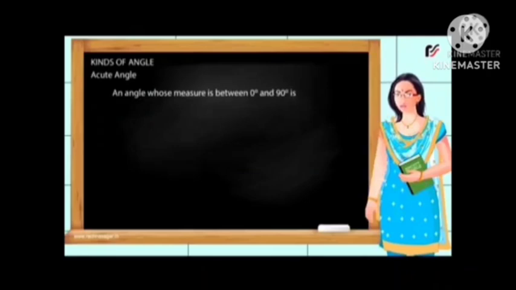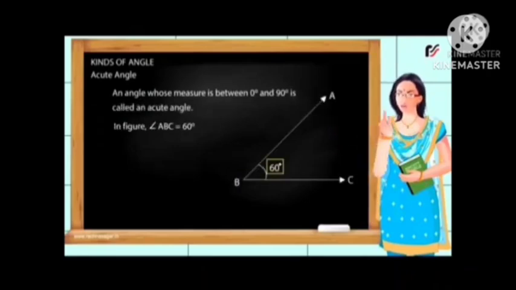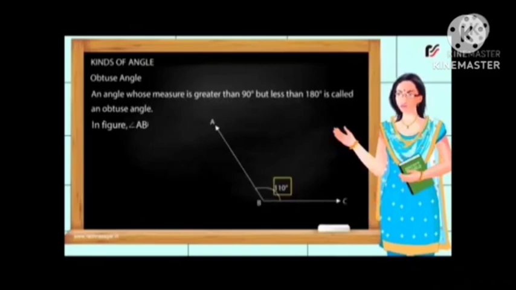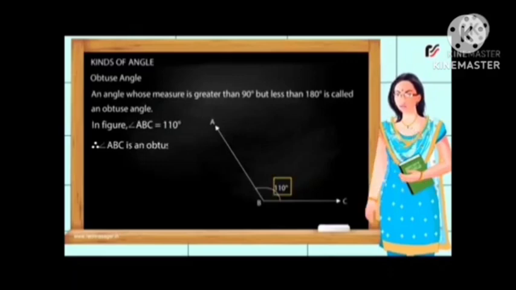Kinds of angle. Acute angle. An angle whose measure is between 0 degrees and 90 degrees is called an acute angle. In the figure, angle ABC is equal to 60 degrees. Therefore, ABC is an acute angle. Obtuse angle. An angle whose measure is greater than 90 degrees but less than 180 degrees is called an obtuse angle. In the figure, angle ABC is equal to 110 degrees. Therefore, angle ABC is an obtuse angle.